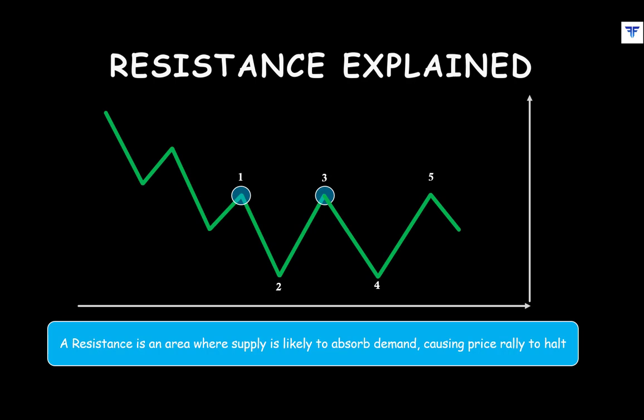Similarly, notice that point 5 stopped right near the vicinity of point 3 and point 1. Here, both these former points acted as resistance or as a ceiling to the price at point 5 before price started declining from point 5. This is what a resistance is all about. It is a previous price peak on the chart where there is a greater probability of the price rally halting and the price moving lower.